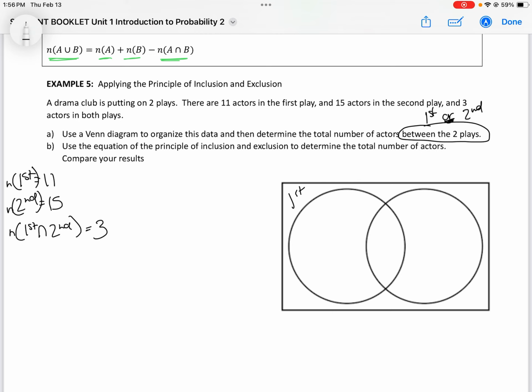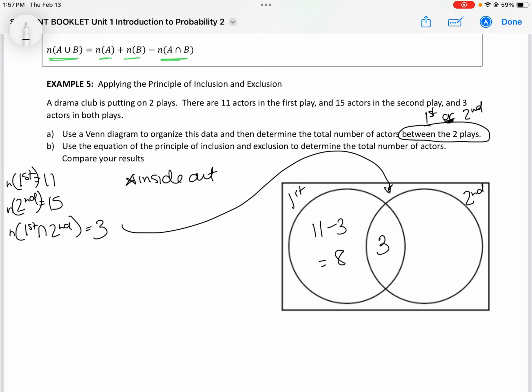So this is going to be the first play. This is going to be the second play. And we know that we go inside out. Okay? So remember inside out, and we already talked about that. So this 3 is going to go in that intersection. Now in the first play, we had 11 people, but we already counted 3. So that leaves us with 8 individuals only in the first play, 3 in both. And then in the second play, we had 15 minus the 3 for the double count, and we get 12. So 12 specifically only in the second play.